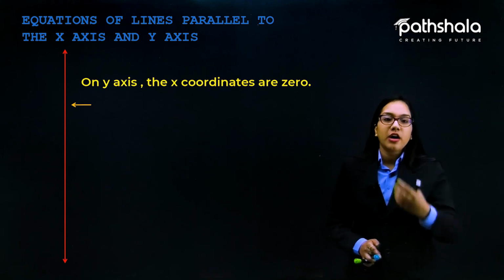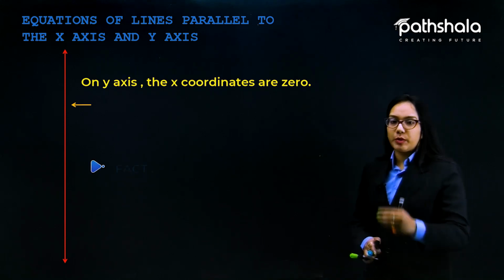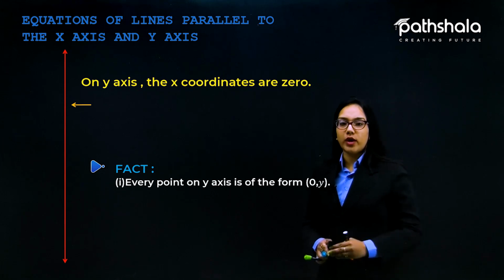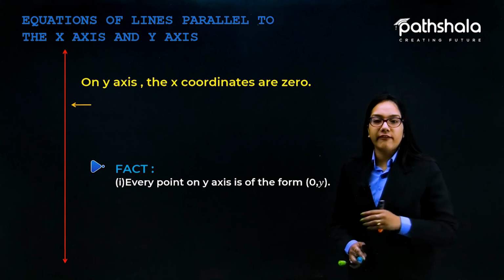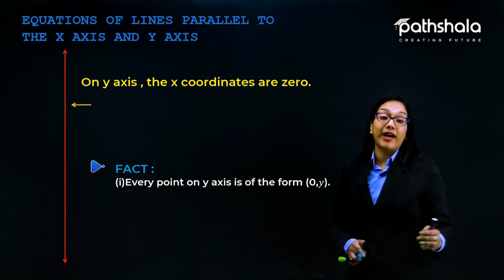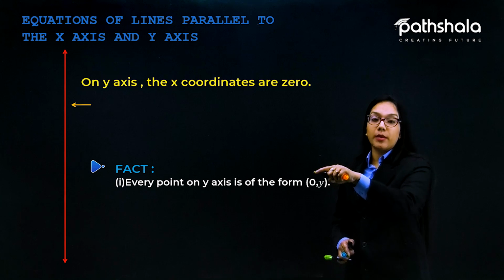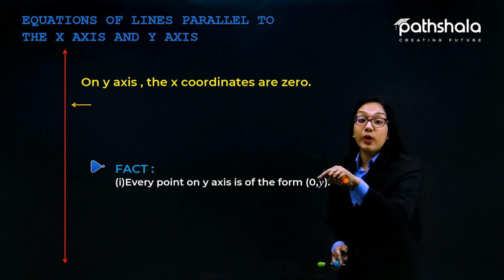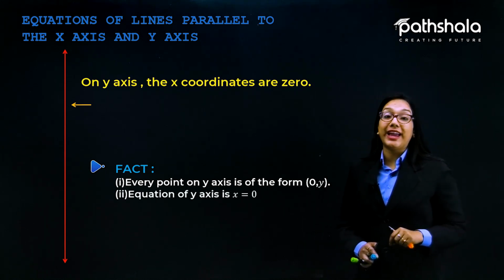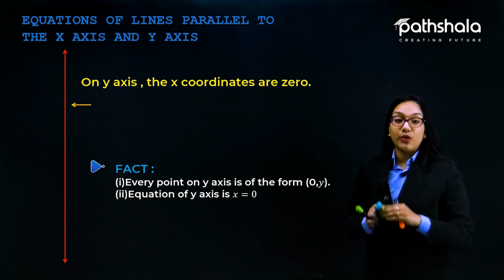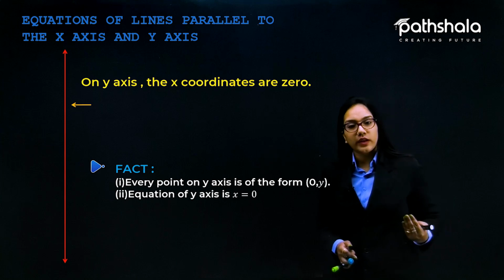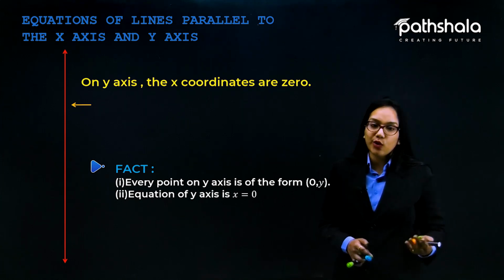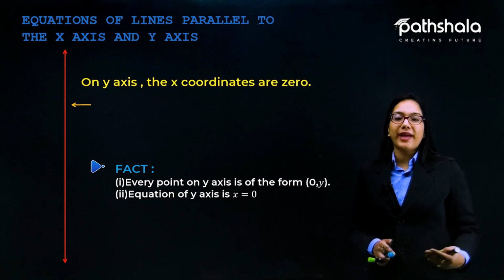There are some other facts related to this concept. Fact number 1: every point on the y-axis is of the form (0, y). Always remember x is nothing but 0 on the y-axis. So the equation for the y-axis would be x = 0, because the x coordinate on the y-axis is 0. So its equation is of the form x = 0.